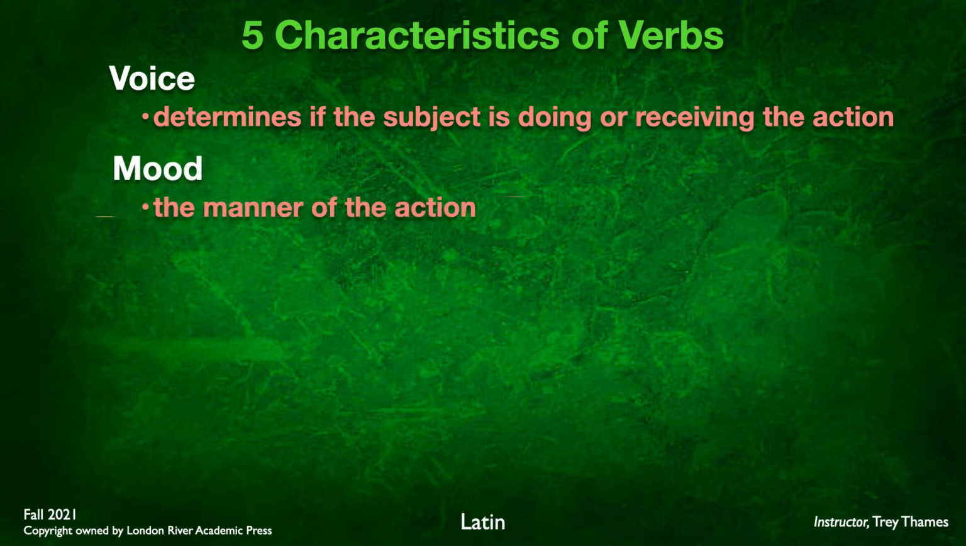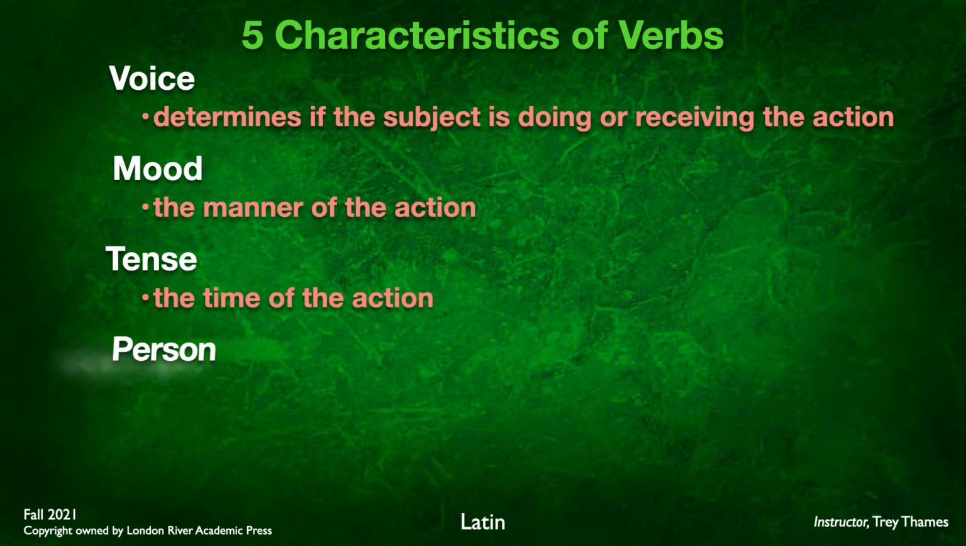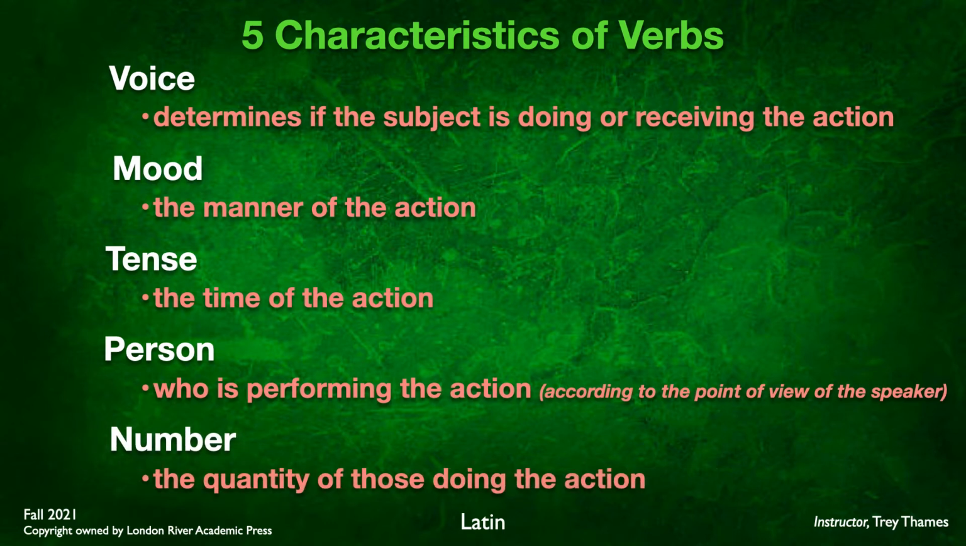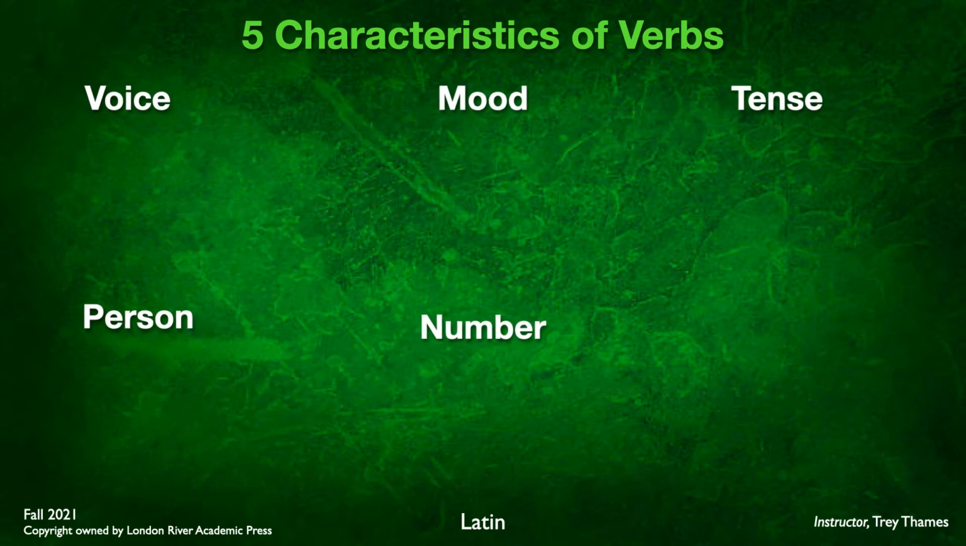Mood is the manner in which the action is taking place. Tense is the timing of the action. Person is the one who is performing the action according to the point of view of the speaker. And then we have number, which is the quantity of those who are doing the action. Let's look at these in just a little bit more detail.